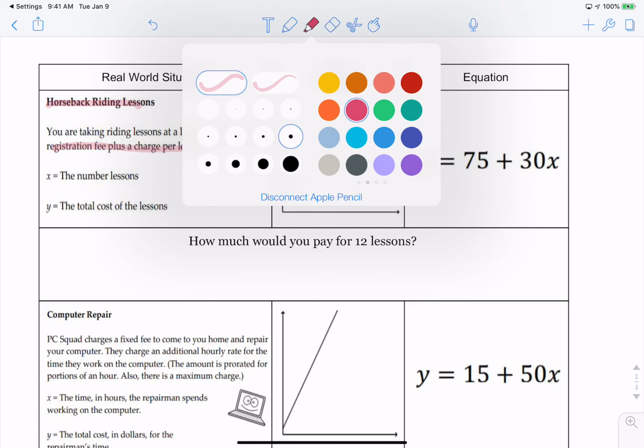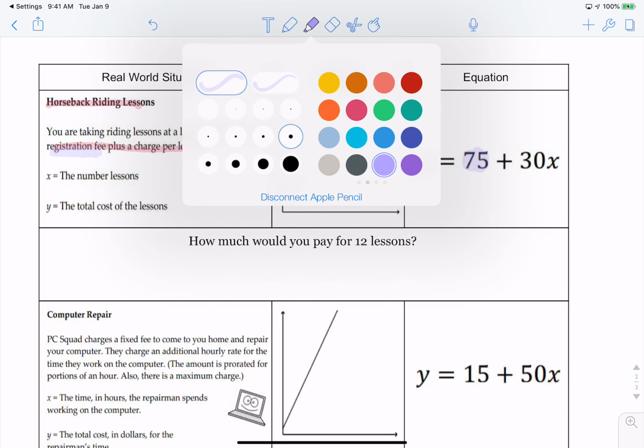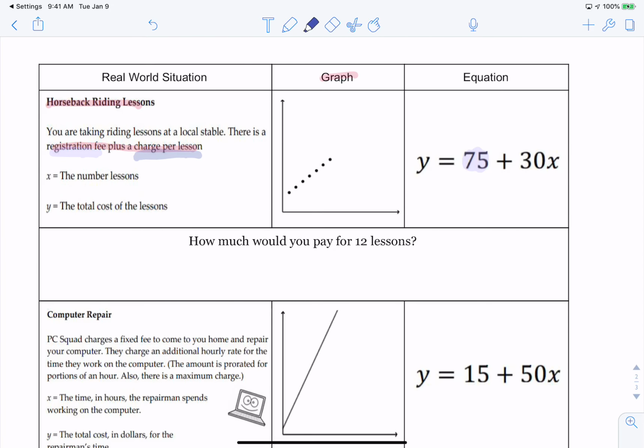So they already give you the equation. You have a registration fee, so that's your flat fee, which would be your $75. And then they say you're also going to be charged per lesson. So here would be my per lesson charge, $30 per lesson. Now the actual question, and X, they tell you here X is the number of lessons. So this is my number of lessons. The question is, how much would you pay for 12 lessons?